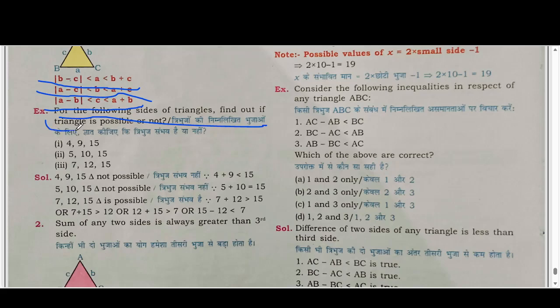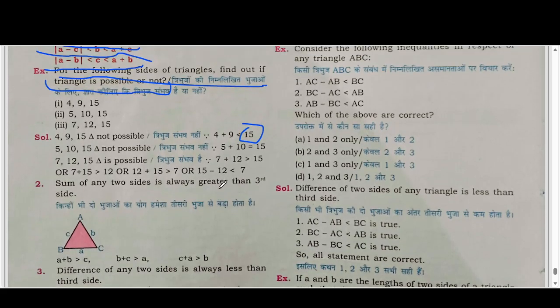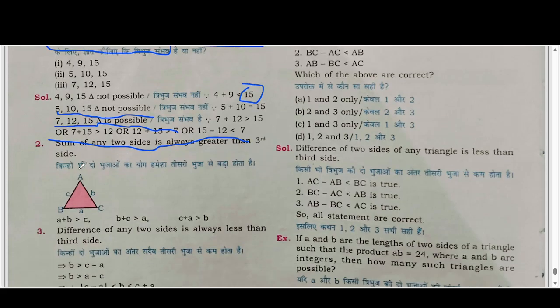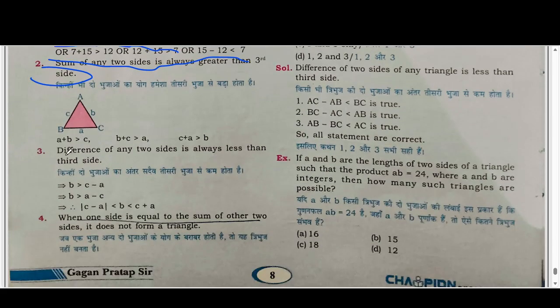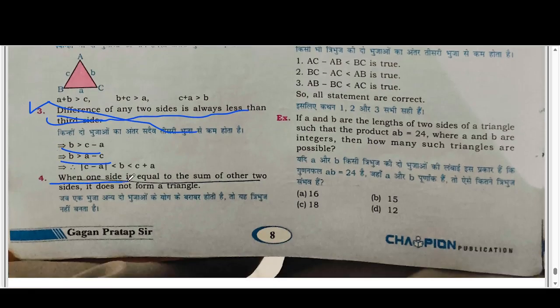For a triangle, check the number of possible sides. 4 plus 9 is 13, not possible. 5, 10, not possible. 5, 7, 12, that is possible. The sum of two sides is always greater than the third side. The difference of any two sides is always less than the third side. Same thing we will be studying. When one side is equal to the sum of the other two sides, it does not form a triangle.